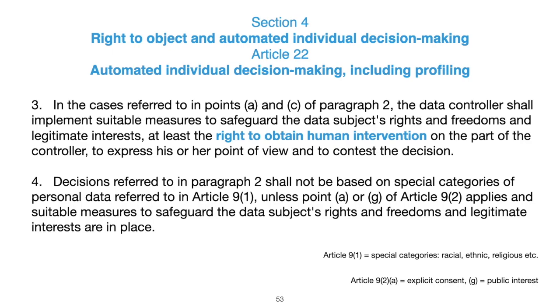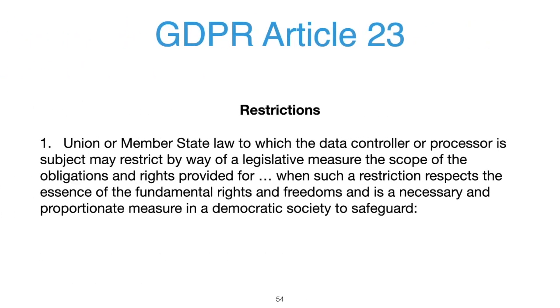Now, in any event, automated processing cannot be based on the special categories of data that are in Article 9.1. And those are the racial, ethnic, religious, the special data that you really don't want to be processing anyway. So your automated decision making cannot use those unless you have the explicit consent of the data subject or it's in the public interest.